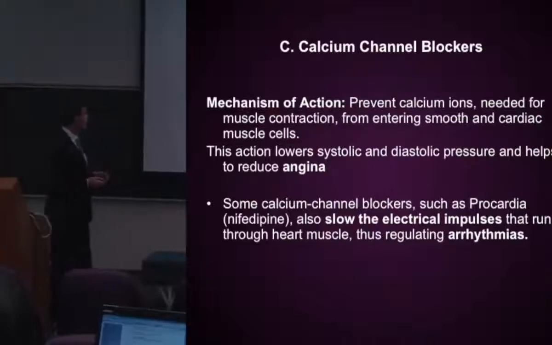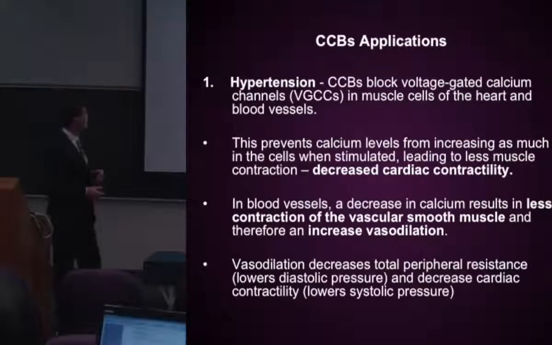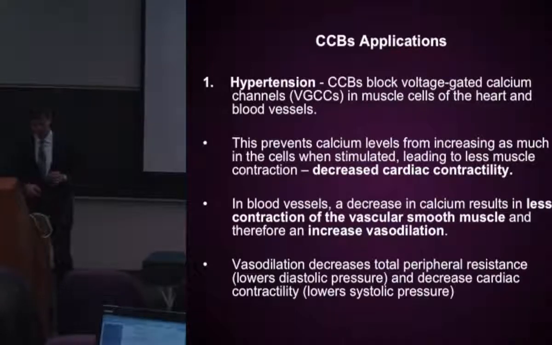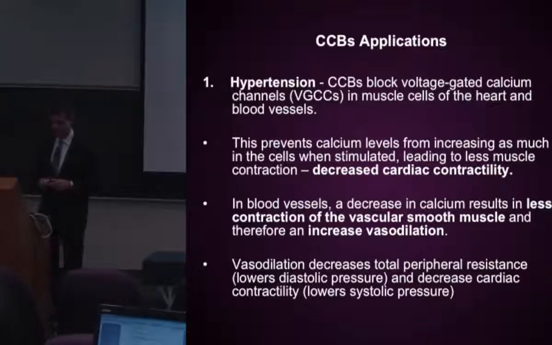Some calcium channel blockers, such as procardia or nifedipine, also slow the electrical impulses that run through the heart. Thus, they're also used as antiarrhythmic agents as well. Where people have arrhythmias, they sometimes will give them calcium channel blockers as well. So the clinical applications then are, first of all, in high blood pressure, because they block the voltage-gated calcium channels in muscle cells of the heart and blood vessels.